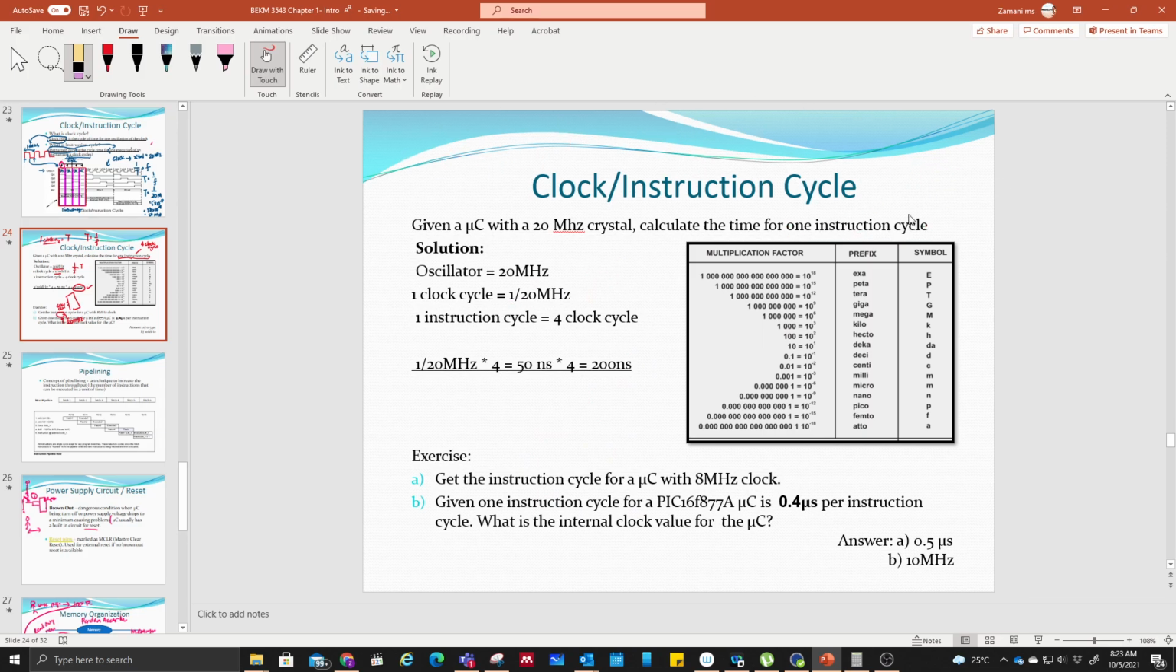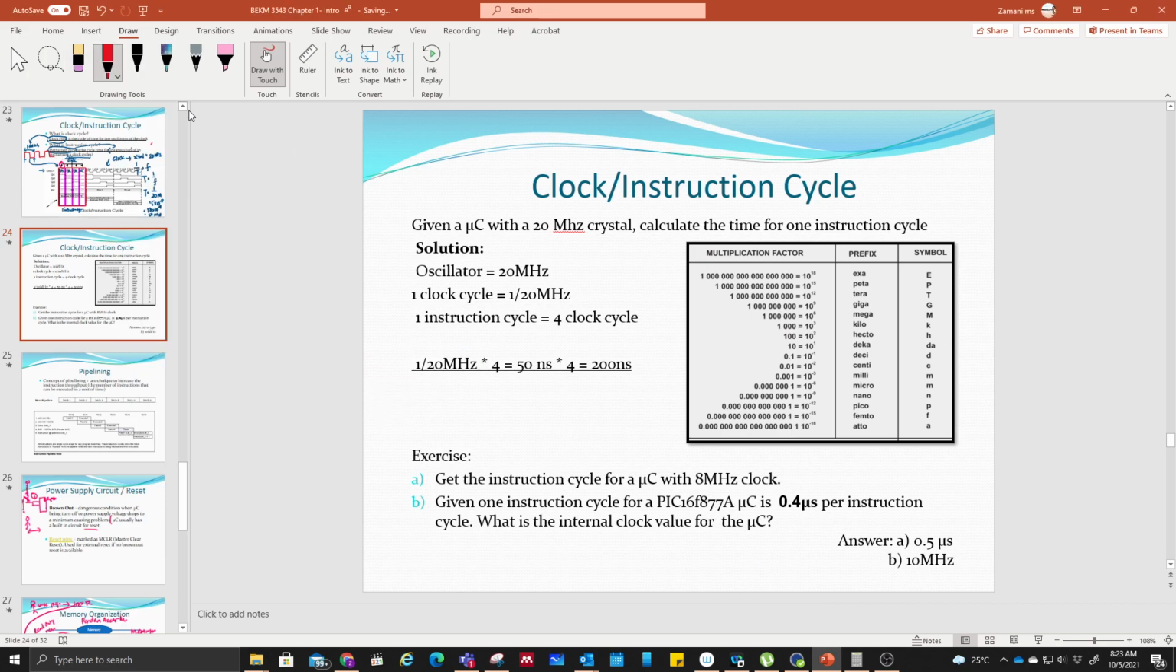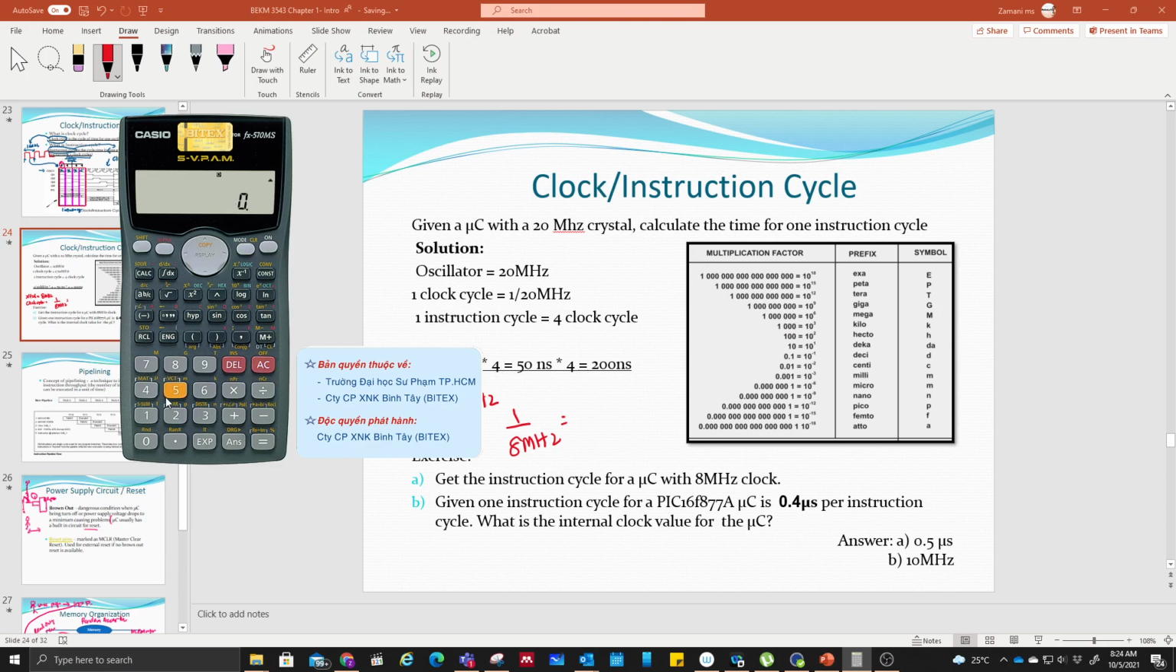The next question is to get the instruction cycle, the same one instruction cycle, for a microcontroller with an 8 megahertz clock. So this clock is different from the previous one. You can try. For this question, the crystal is given as an 8 megahertz clock, right? So the clock cycle will be 1 over 8 megahertz.